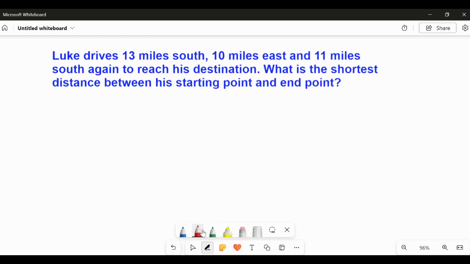Luke drives 13 miles south, 10 miles east, and 11 miles south again to reach his destination. What is the shortest distance between the starting point and the end point? So Luke drives 13 miles south, 10 miles east, and 11 miles south.